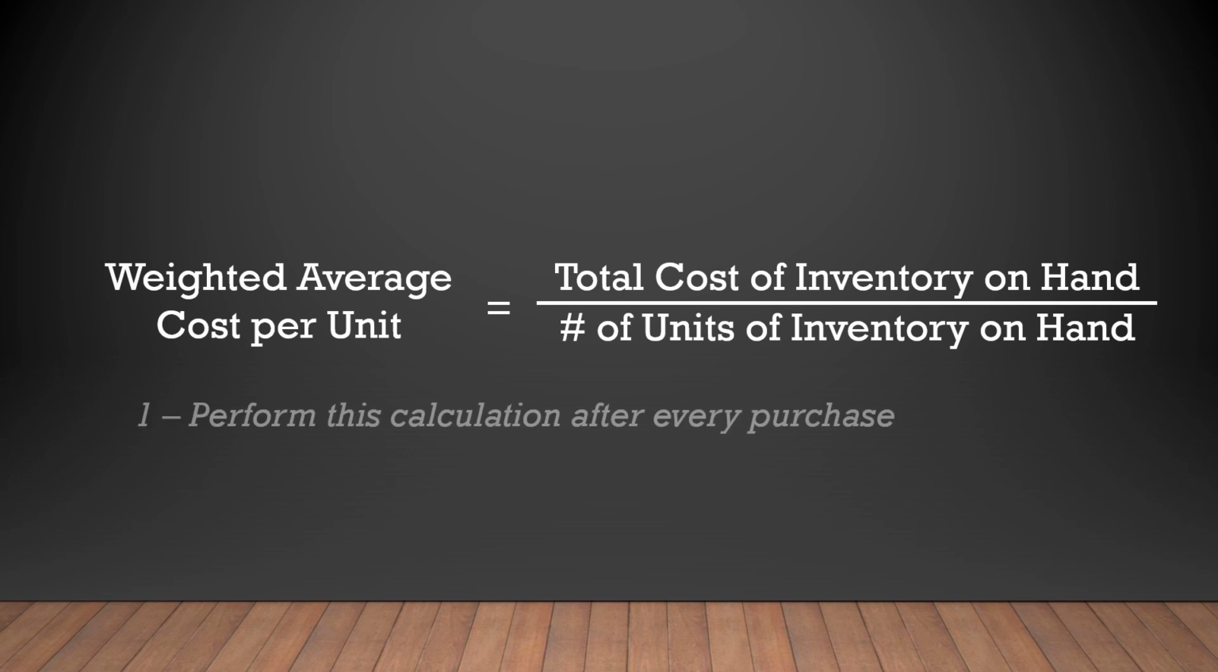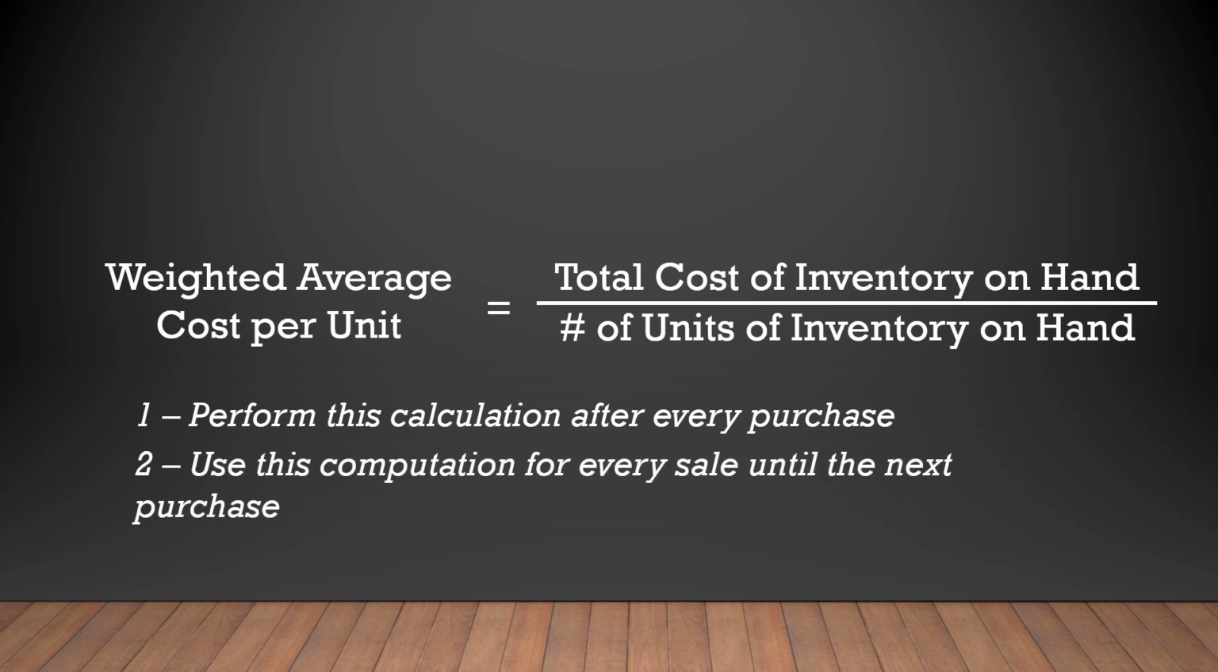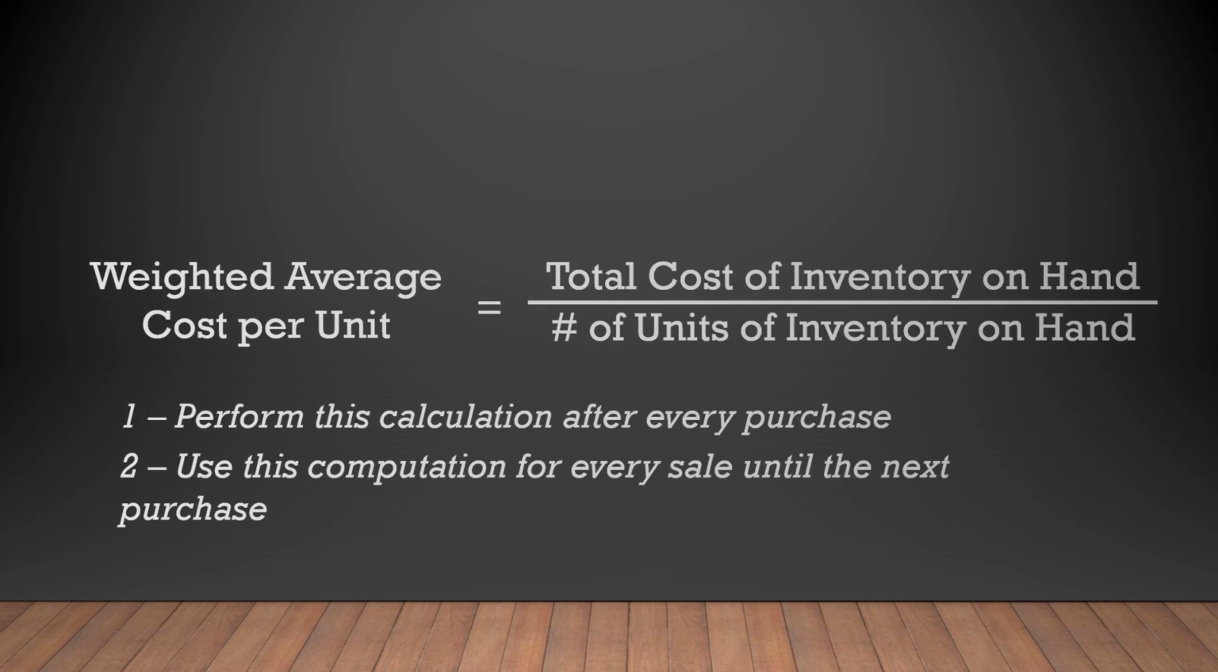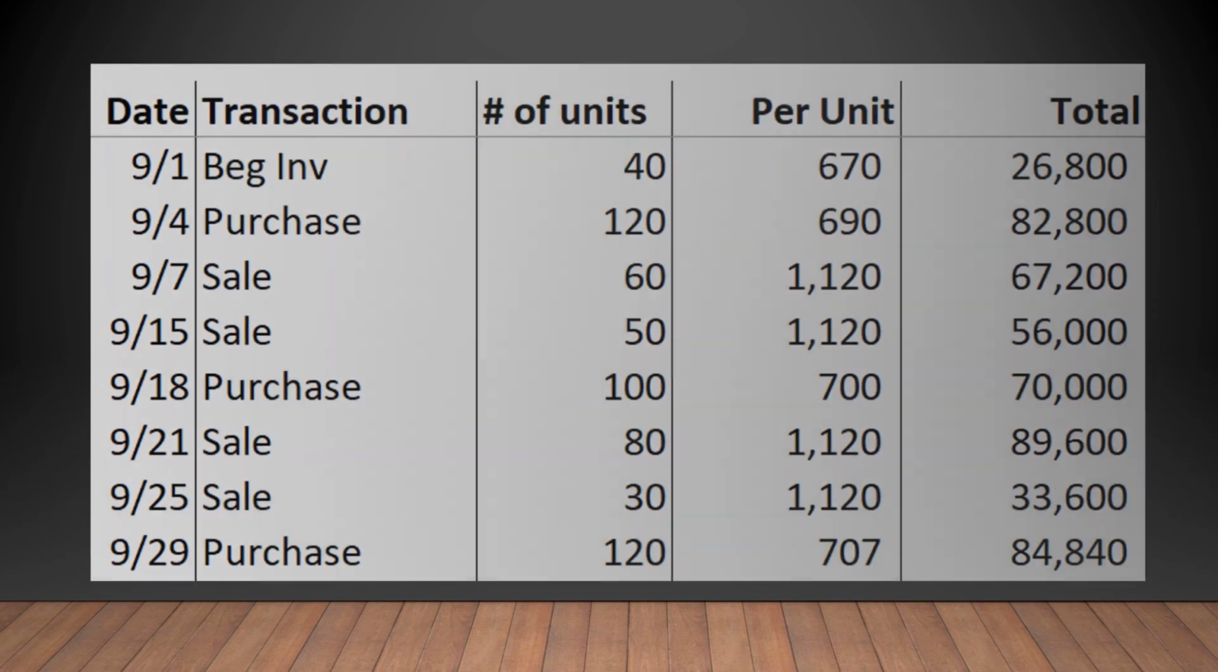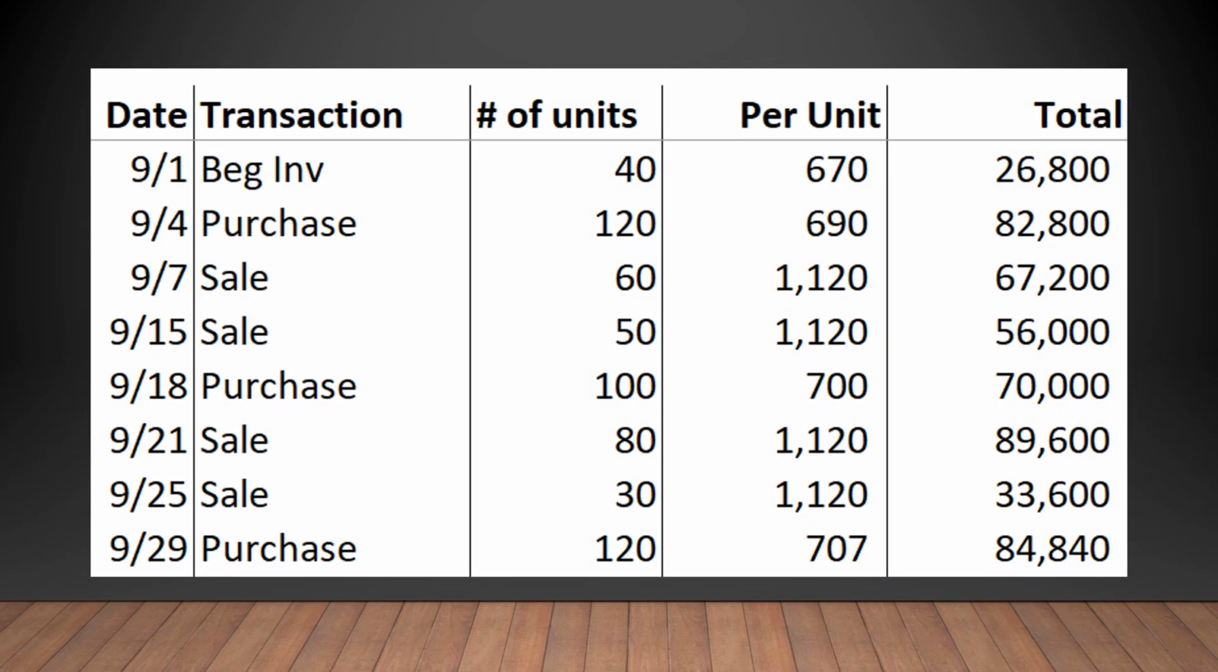We will perform this calculation every time we make a purchase. We'll then use that calculated average for every sale until the next purchase, at which point we recalculate the average cost. Let's look at the same sale and purchase transactions as we used in the FIFO and LIFO video. We'll now perform the cost flows using the weighted average cost method.